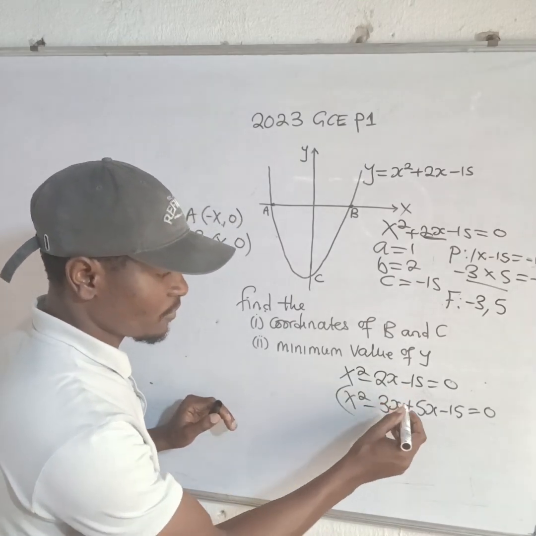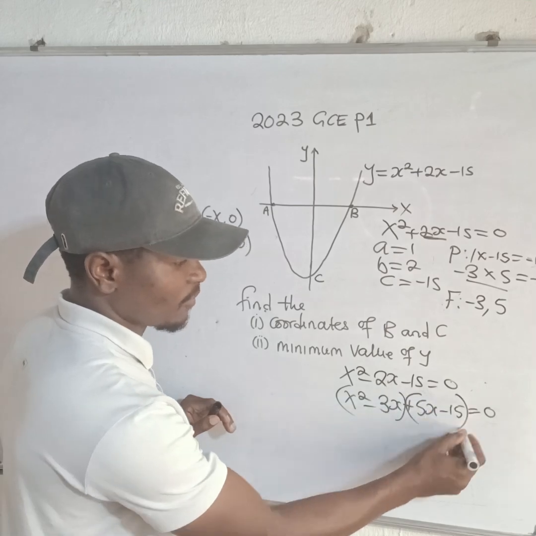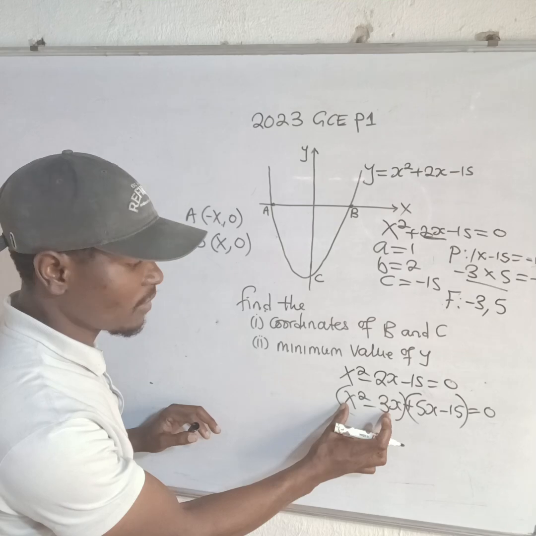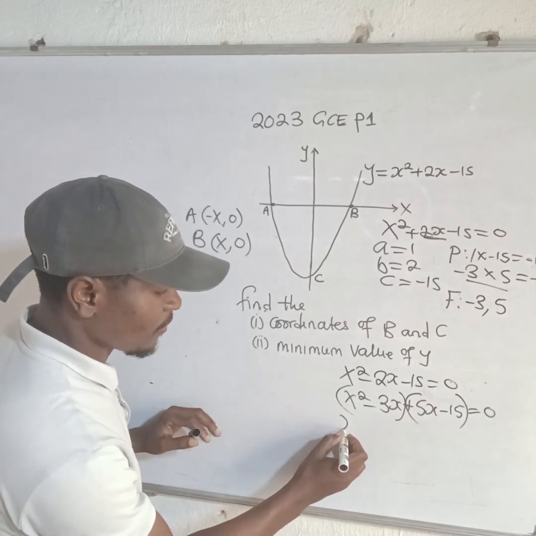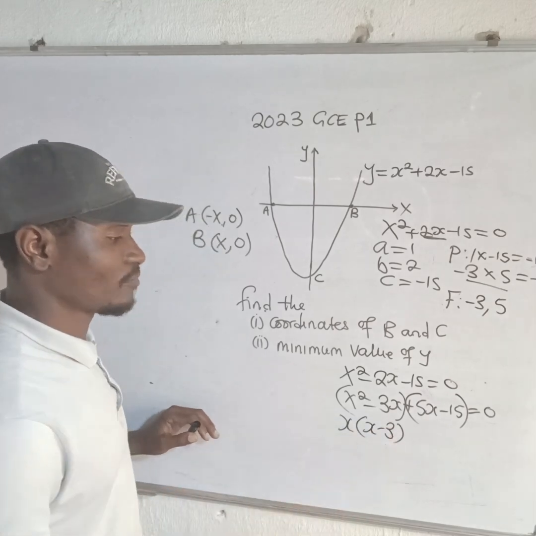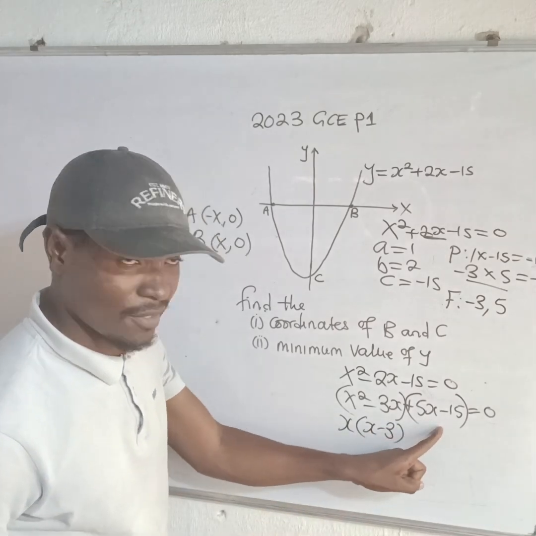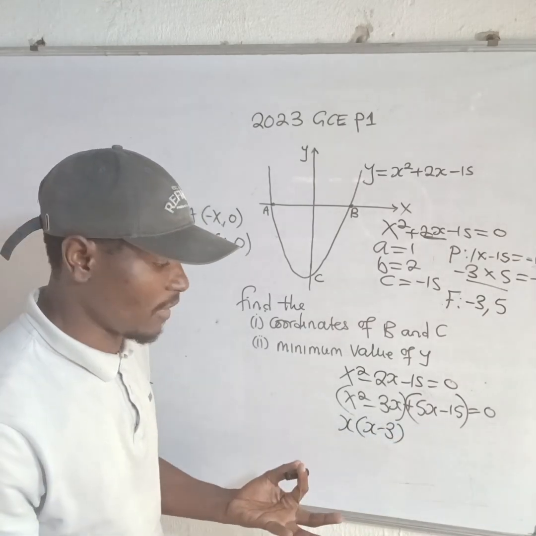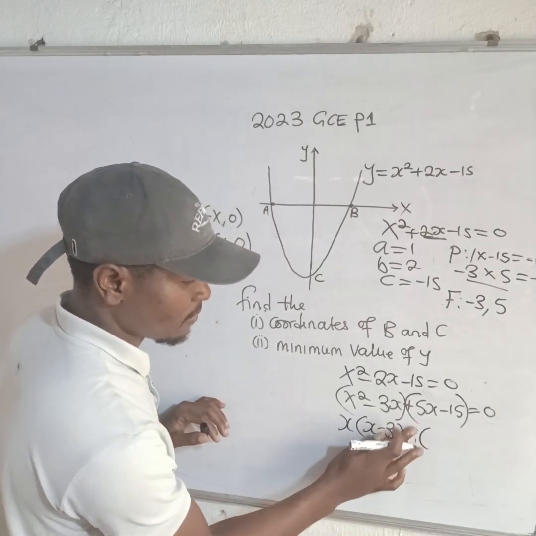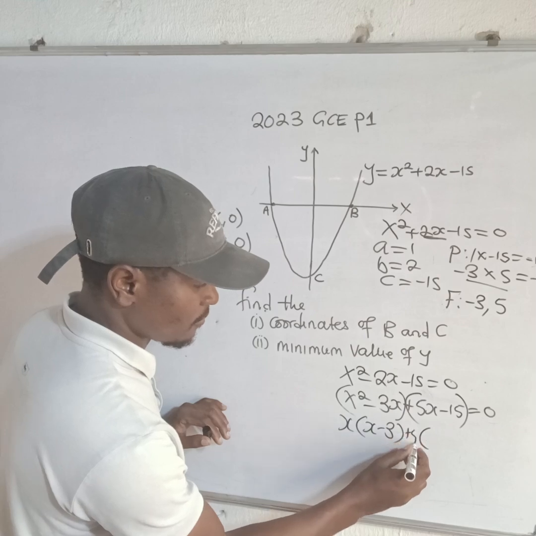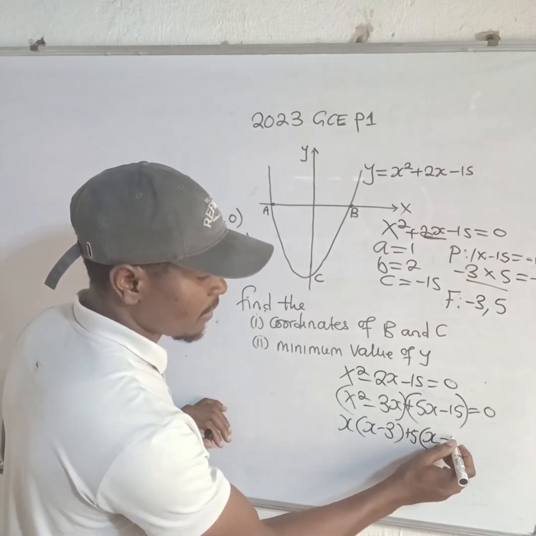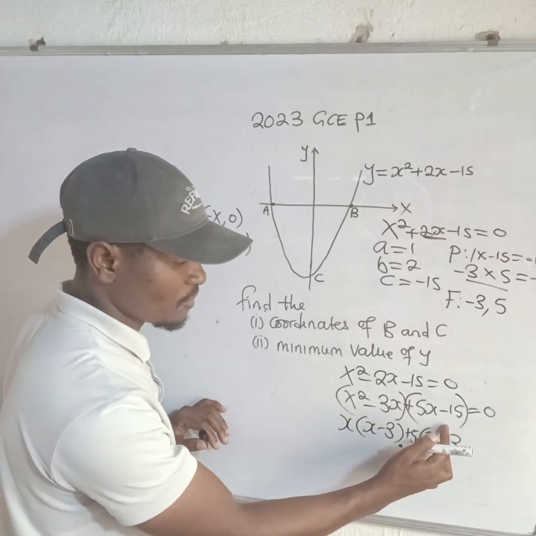Now we put them in brackets, just grouping them, and then factorize. What is common in the first bracket is x, so we have x, open bracket, x minus 3. What is common in the second is positive 5, so we have positive 5, open bracket, x minus 3, since 5 into 15 is 3.